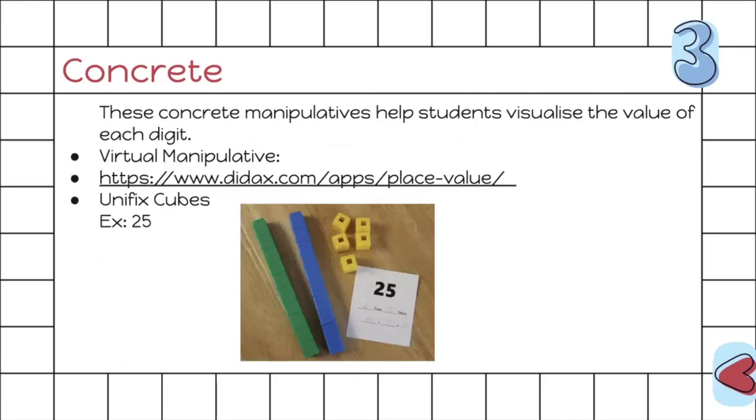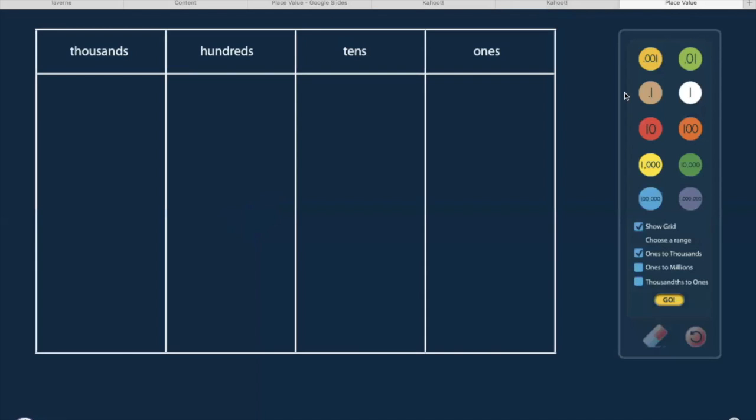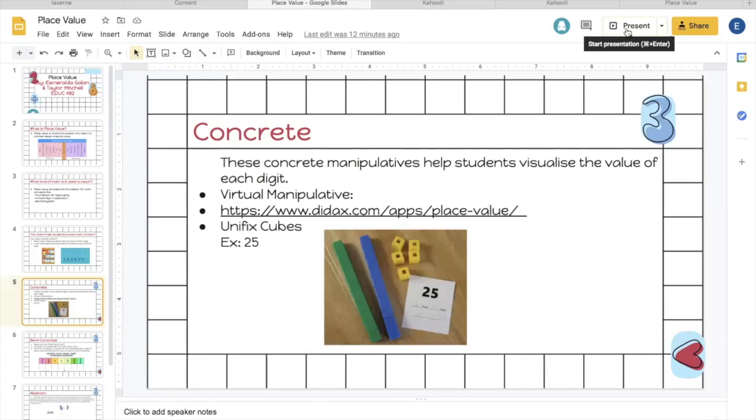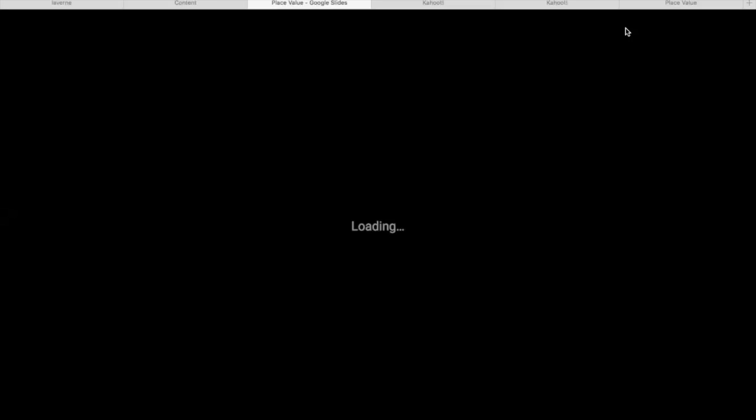So for concrete, we thought that the Unifix cubes would be good since they help students visualize the value of each digit. In the classroom, we can use the actual Unifix cubes, but in times like the pandemic, when we were doing online learning, a great resource that we found, also linked, is the virtual chart that students can use. And you can even use this in your class when we're doing live classrooms.